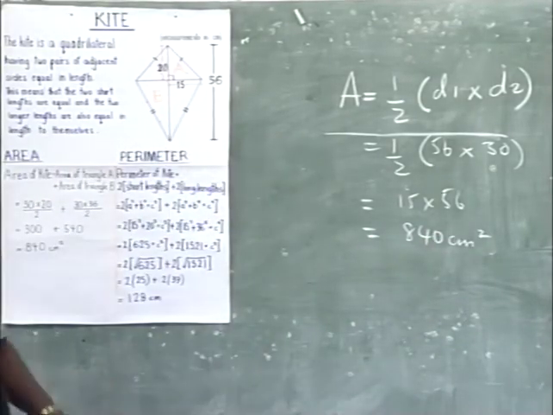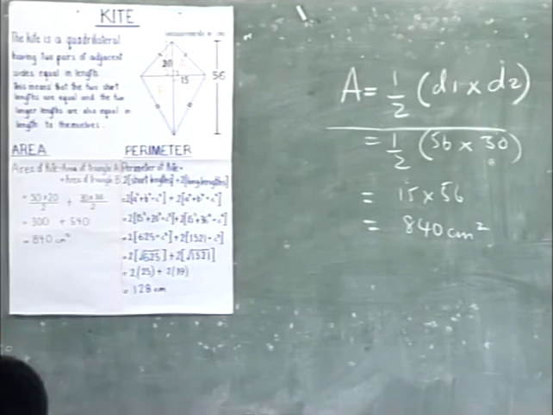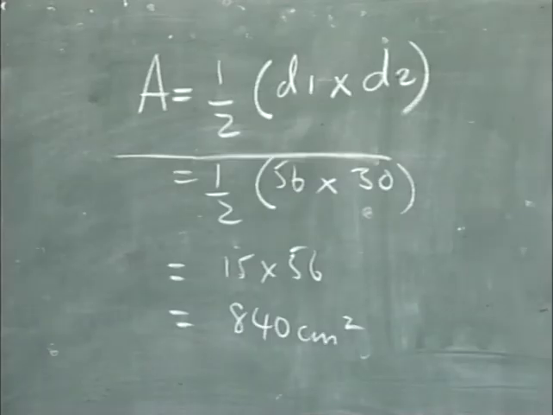If you know the diagonals, instead of having to find the areas of 4 triangles, you can just use half diagonal 1 times diagonal 2. Thank you, well done.